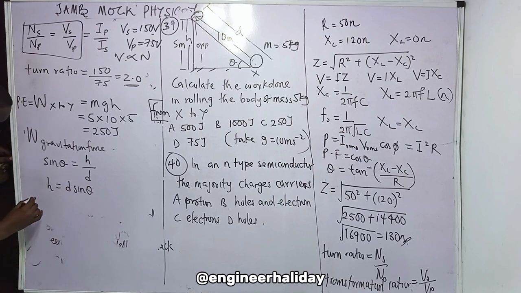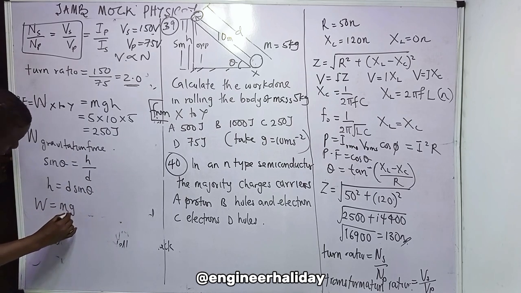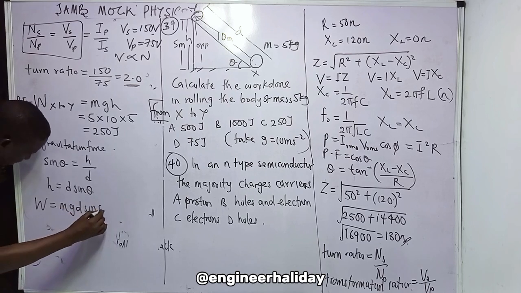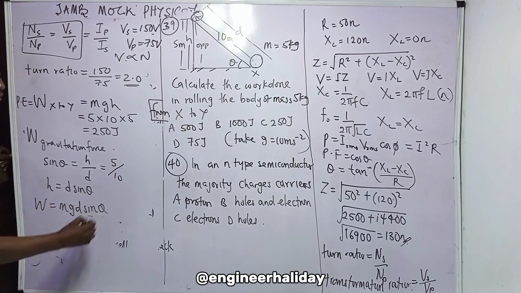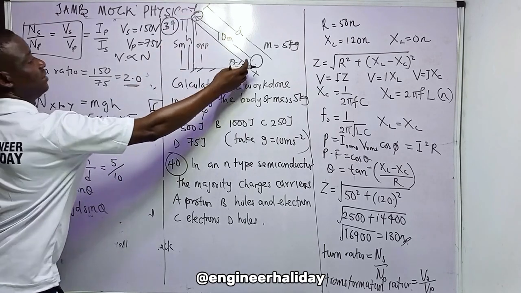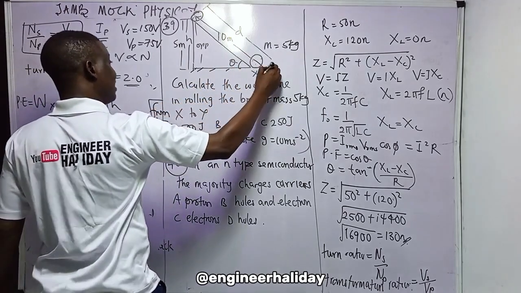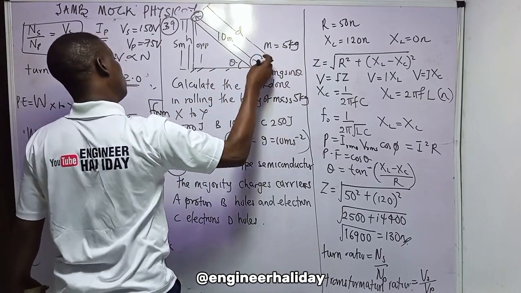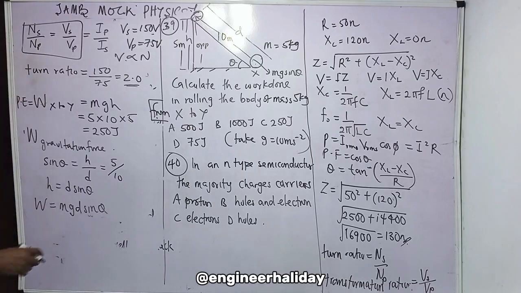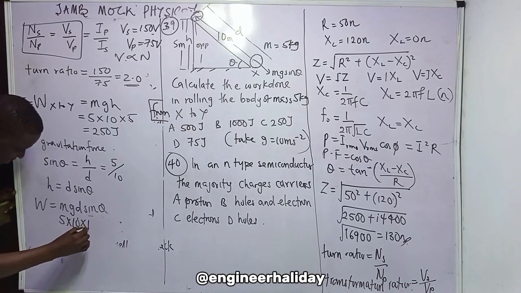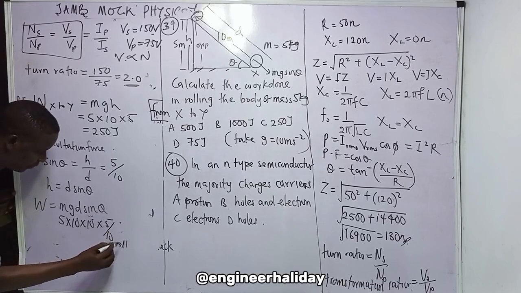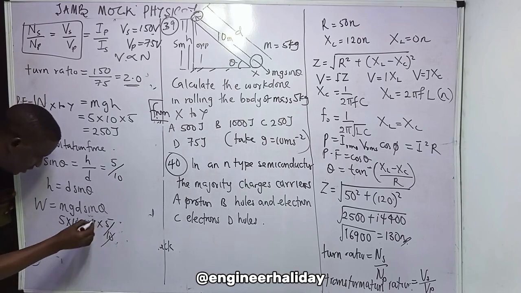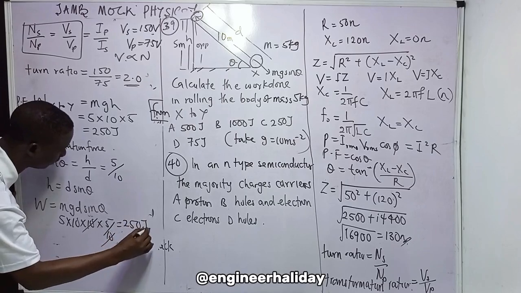So if I want to use this formula, mgh, instead of h, I can use d sin theta. I will still get the same answer, because sin theta is equal to 5 over 10, h being the height. Normally there is a gravitational force, mg sin theta, which will be overcome to go there. If you now multiply by the distance, you still have the same answer. So that is 5 times 10 times 10 times sin theta, which is 5 over 10. At the end of the day, this cancels this, and you are actually going to have 250 joules as your answer.